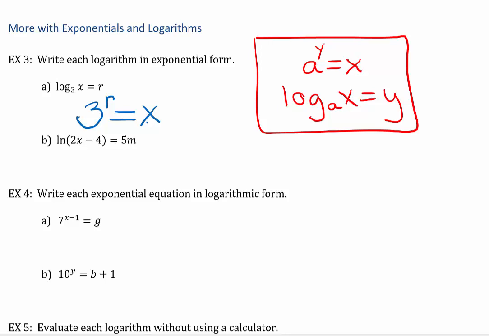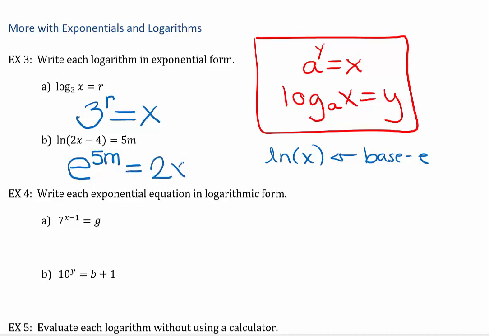In part B, we have natural log of 2x minus 4 equals 5m. Natural logs mean you have base e. So that natural number e, which is 2.7 something, is actually the base. So the base is e. Logarithms always equal exponents, so e to the 5m equals 2x minus 4. So really what I'm doing here is just using that formula I have circled in red. That's the definition of our logarithm.